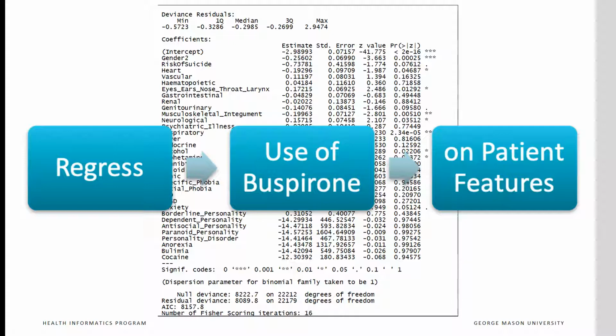In the first step, regression uses the treatment variable, not the outcome. It does not look at the outcome variable. In this regression, the independent variables are various patient characteristics, for example, having a history of heart problems or alcohol use. Patients who receive Buspirone have different illness history than patients who do not.